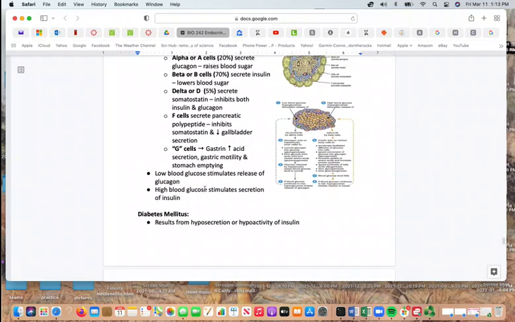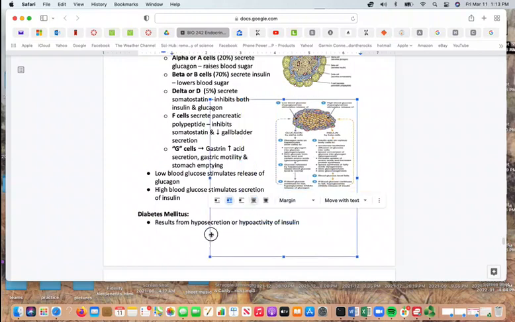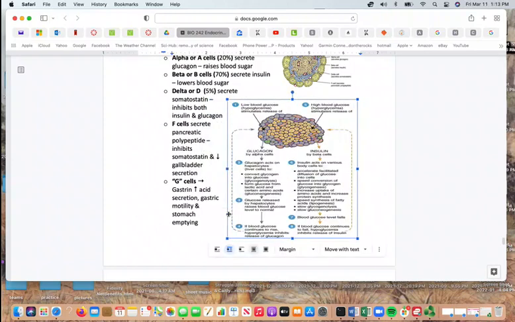So your blood glucose levels are going to be the key things that affect this in here. Low blood glucose stimulates the release of glucagon. High blood glucose is going to stimulate the release of insulin. So this picture again here, this is a nice one for being able to compare insulin and glucagon next to each other, the different cells that they target.